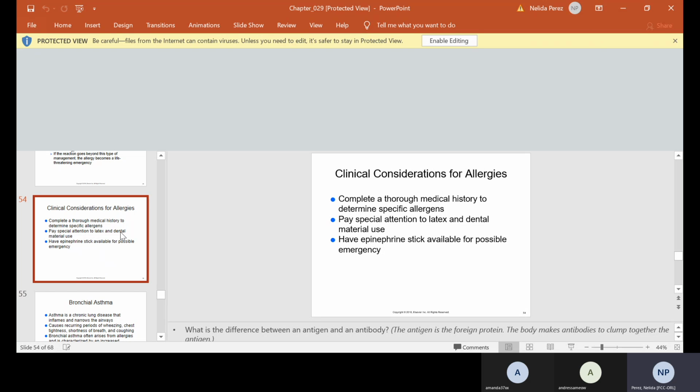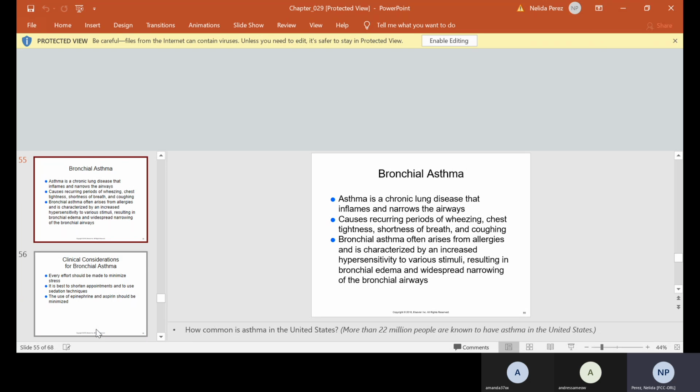The good thing is that nowadays in the dental office, a lot of our gloves and other stuff that we use is latex free. So that has limited the allergies. And of course, have an epinephrine stick available for possible emergency.